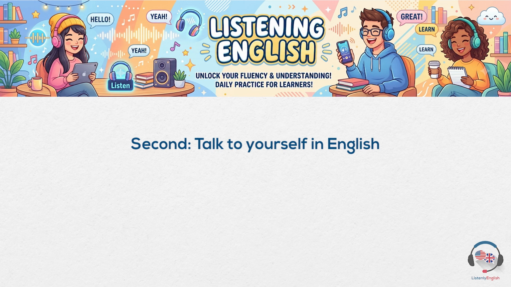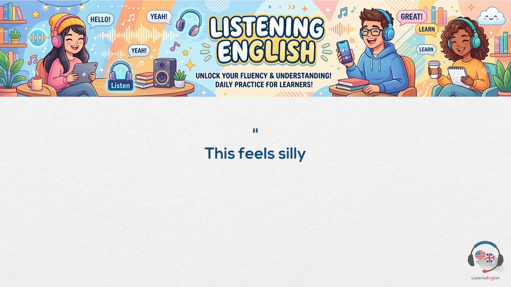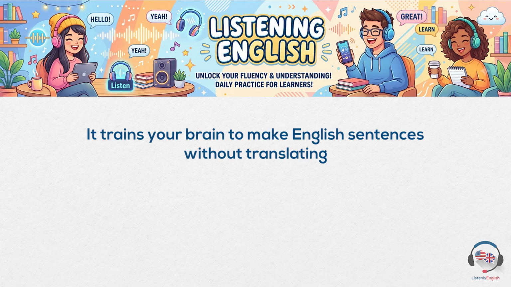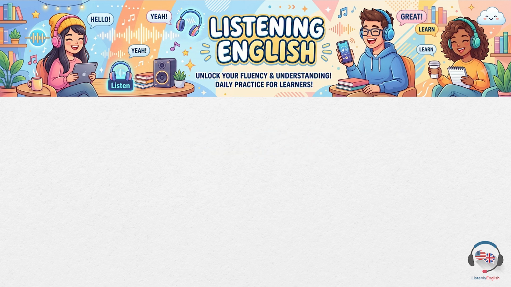Second, talk to yourself in English. When you do simple things, describe them. I am walking. I am eating breakfast. I am opening the door. This feels silly. But it works. It trains your brain to make English sentences without translating. Start with easy words. Easy sentences. You do not need perfect grammar. Just talk. Just practice.